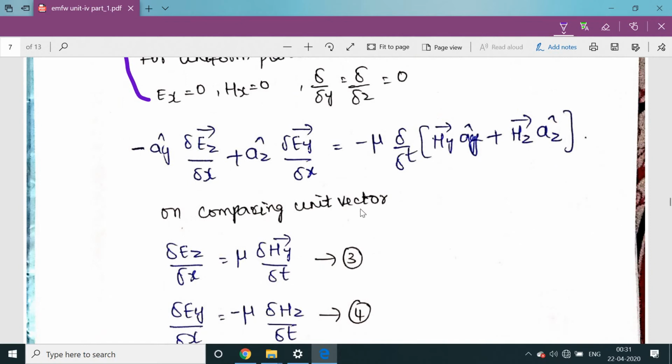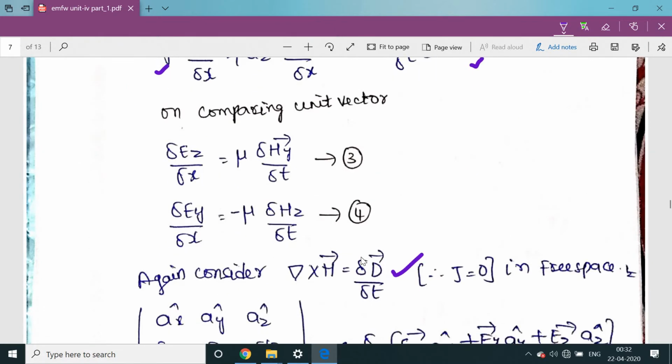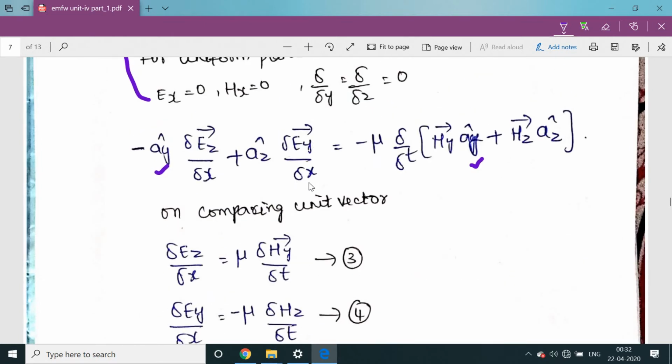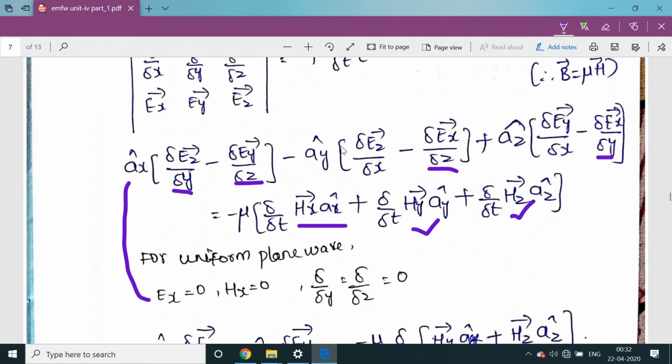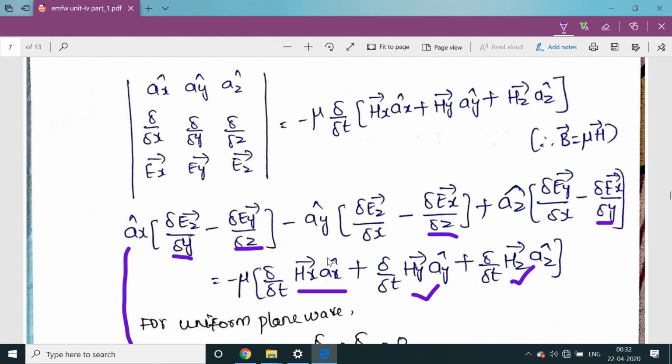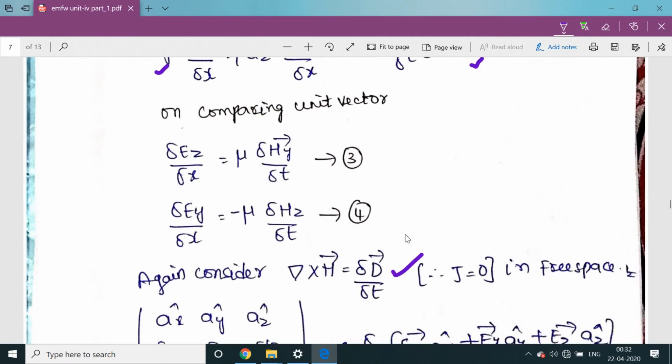So on comparing the unit vectors, here you have ay unit vector and here also you have ay unit vector. If you compare these two, dou ez by dou x is equal to minus mu dou hy by dou t, and that is equation 3, and equation 4 is dou ey by dou x is equal to mu into dou hz by dou t. So with this Maxwell's equation, we have got these two conclusions.